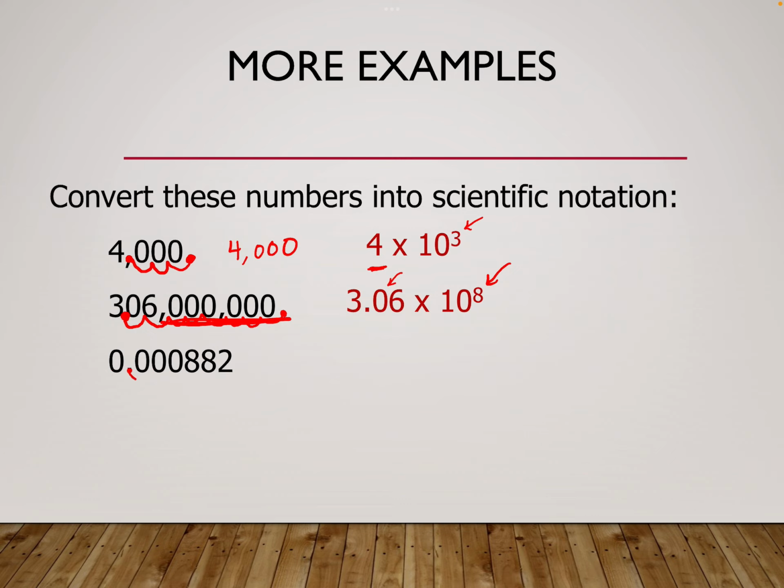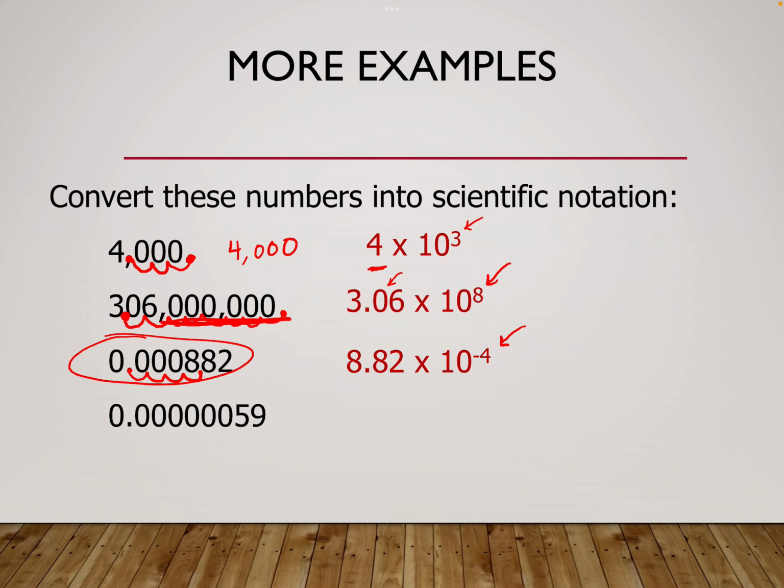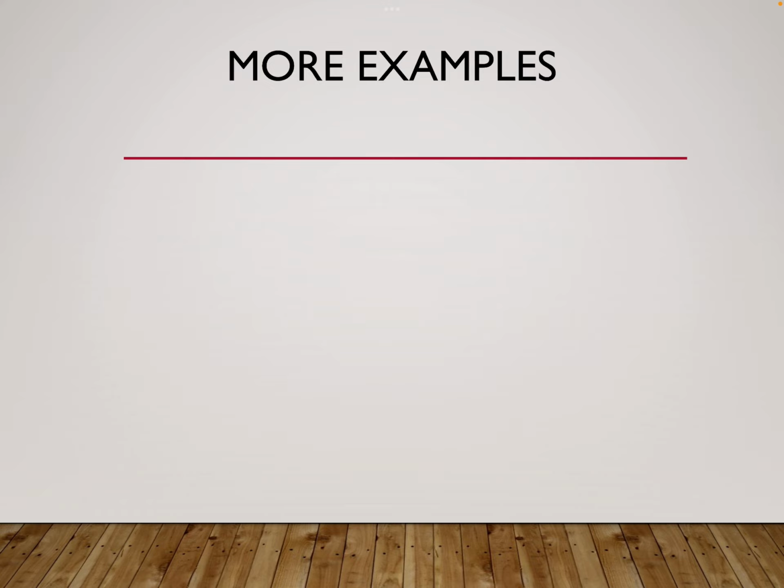Let's look at this one. So we're going to move this decimal 1, 2, 3, 4, right? So we moved it 4 times, so we get 8.82. And do you see that now this is negative? Because this number was really small. It's smaller than 1. So we get a negative exponent to indicate that it's a very, very small number. And again, we didn't keep those leading zeros because they're not significant. Here's another one. We move our decimal point 7 times. And again, this is going to be a negative exponent to show that that's a very, very small number.